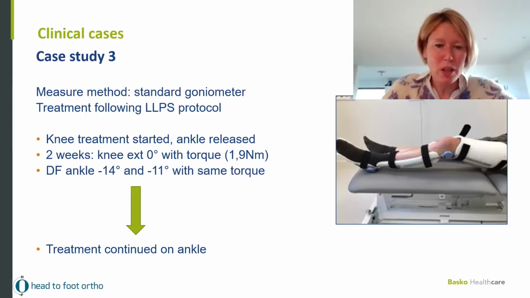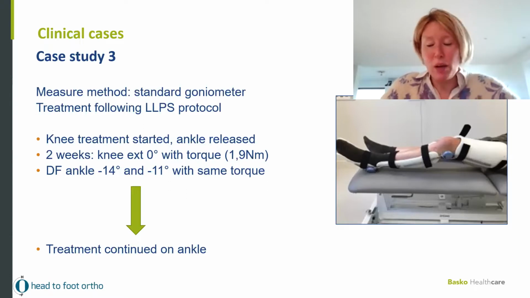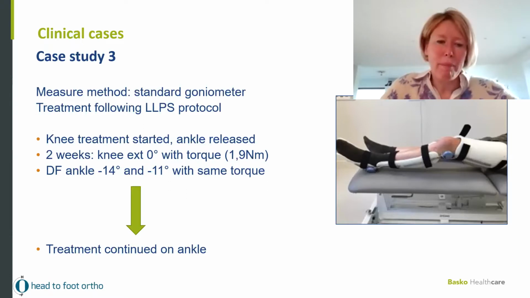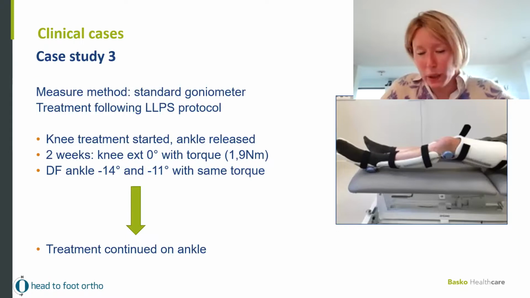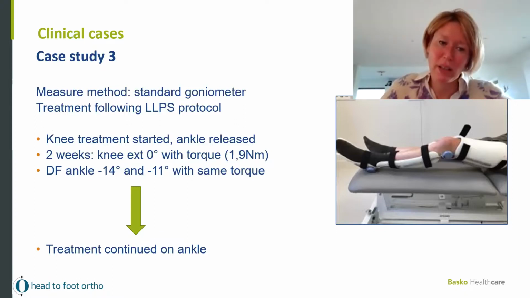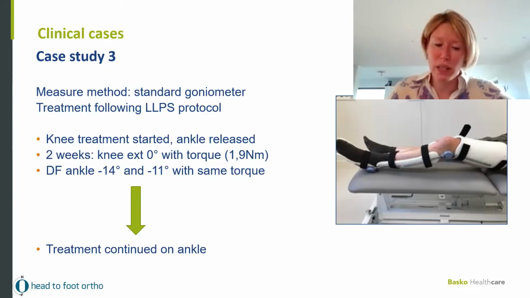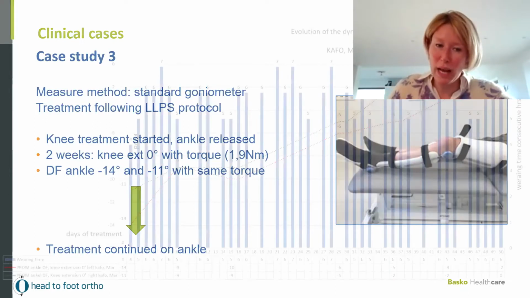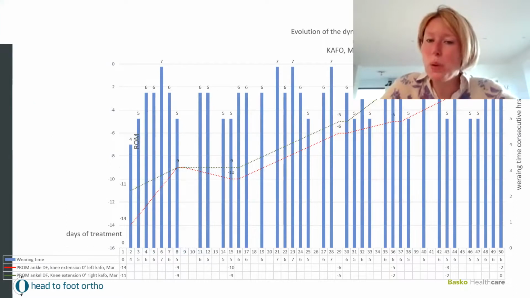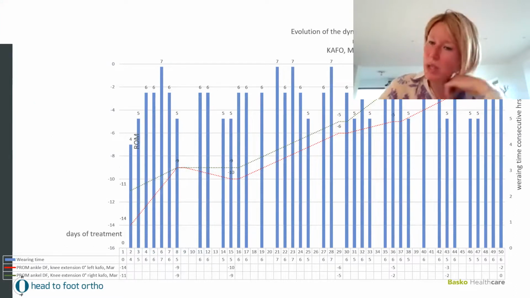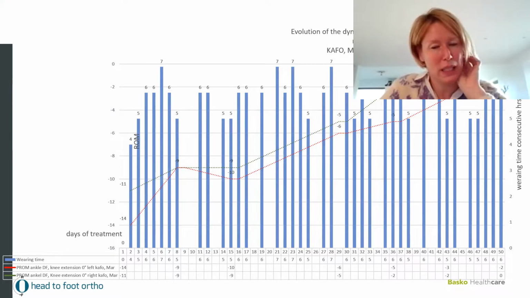In the beginning, we just started in the knee. And of course, gravity helped us. But with 1.9 Newton meter, which is not much, we achieved 0 degrees in the knees. What did we see? We saw in the dorsiflexion in the ankle, minus 14 and minus 11 degrees in the ankles. So we continued the treatment. We maintained what we had on the knee, and we continued on the ankle. So these are the blue wearing bars. You can see we go up to 7 hours, not much more than that, because he didn't sleep that much more.